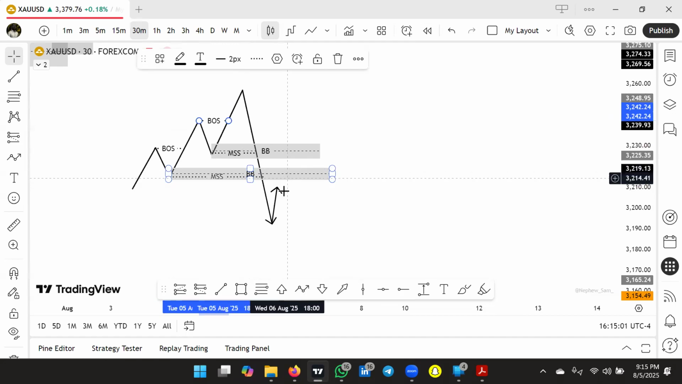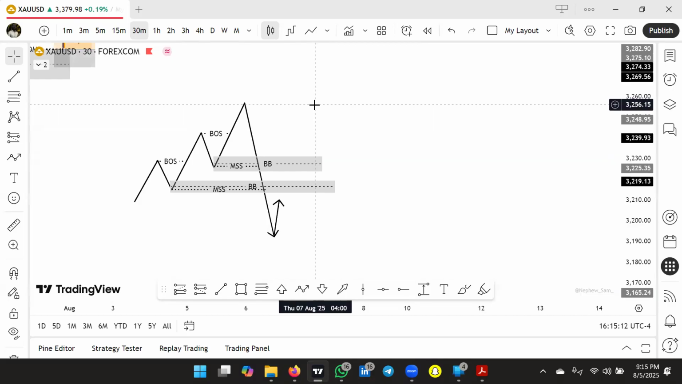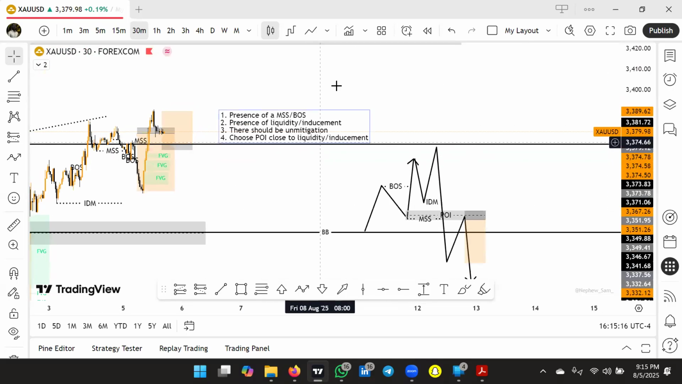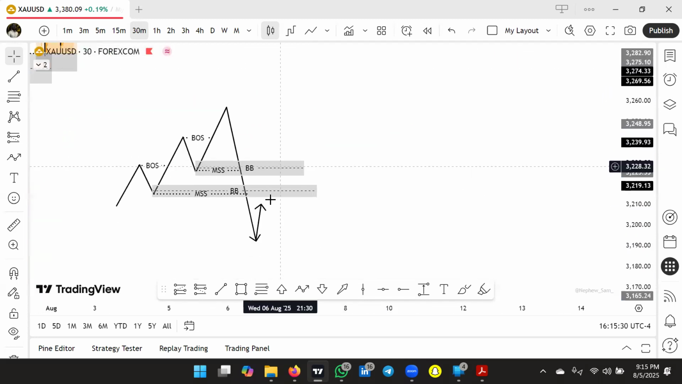So now if you have a situation like this, how do you take your POI? How do you take your POI? That's where these four rules come in, which I'm going to explain to you guys. That's how you will take your valid POI, a POI that you know is going to hold. Now, these rules include, number one, presence of what? Of a market structural shift or a break of structure. There must be a market structural shift.